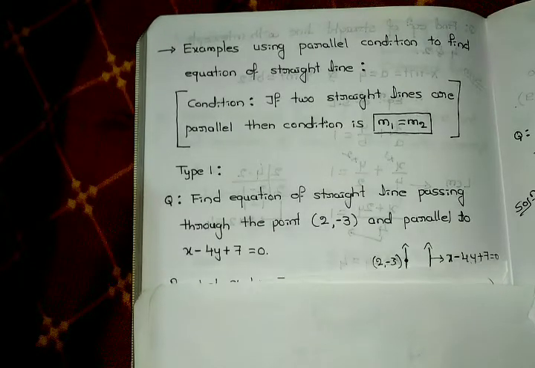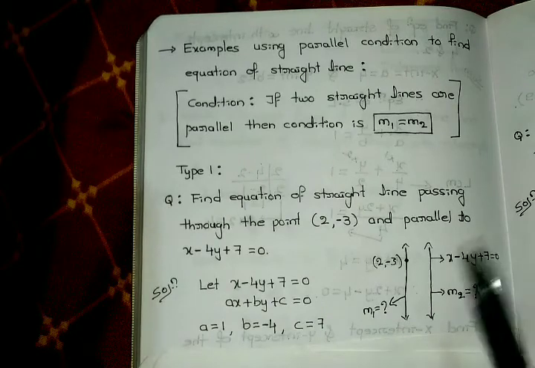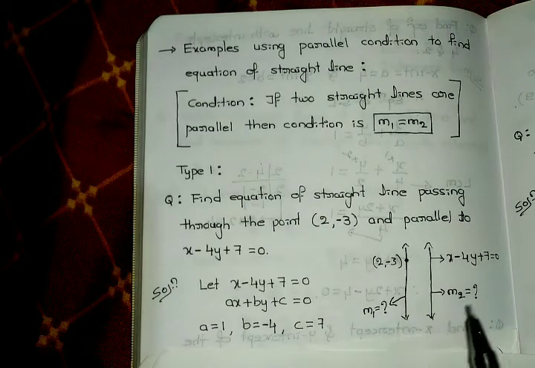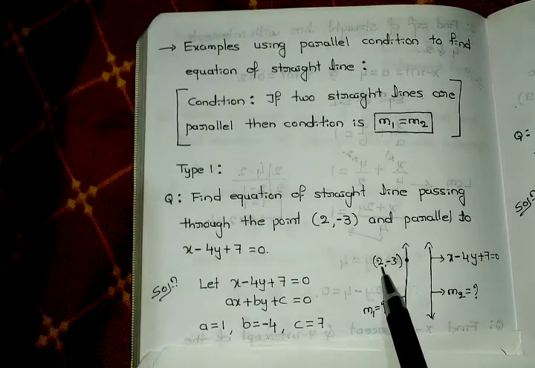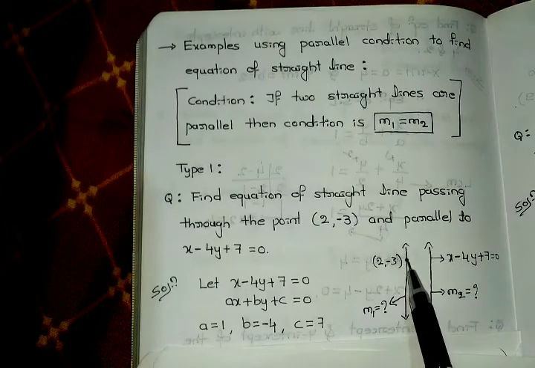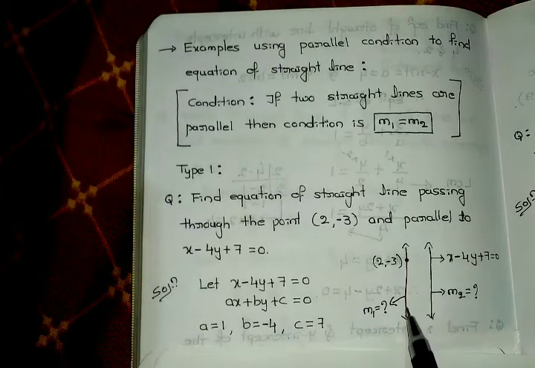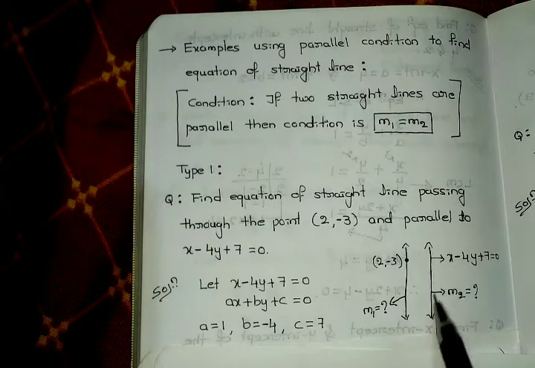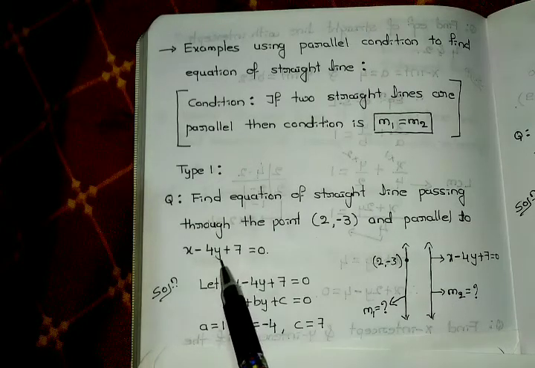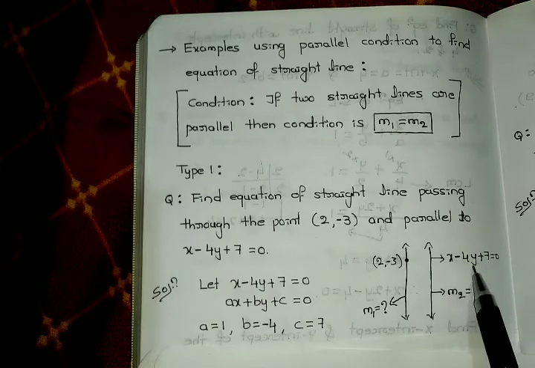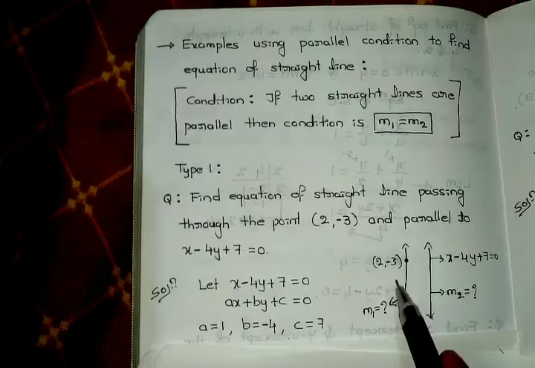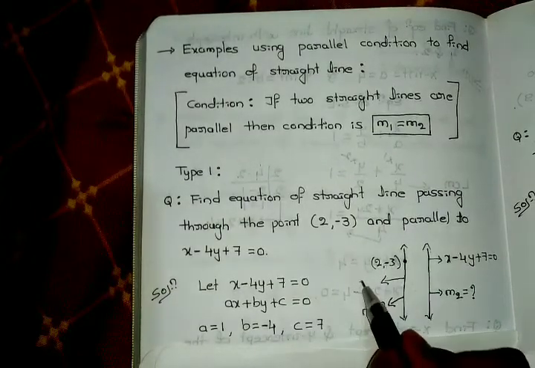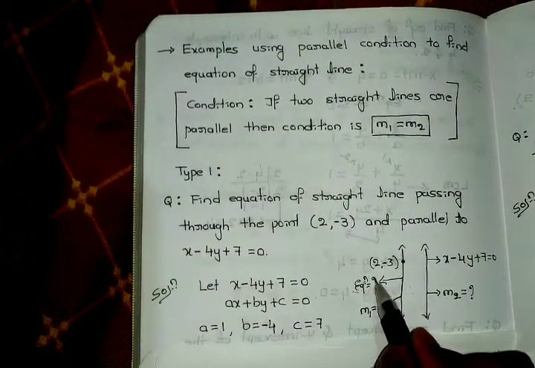Generally, I am going to consider the first line. This first line is passing through the point (2, -3), and this line is parallel to another line. The second line's equation is already given: x minus 4y plus 7 is equal to 0. So now what to do? You need to find the first line's equation. This is the question mark.